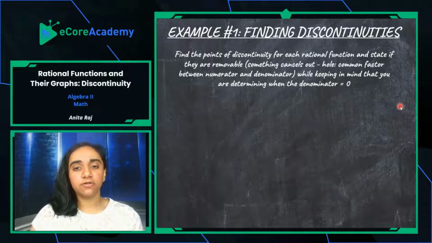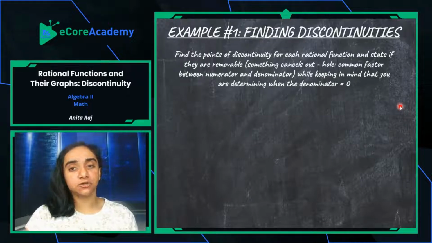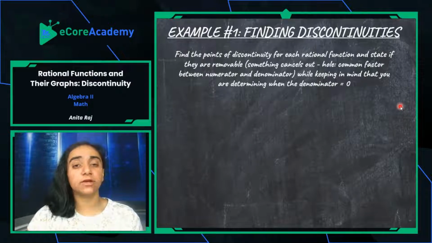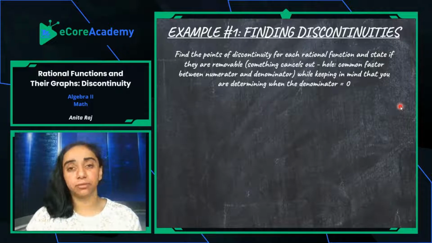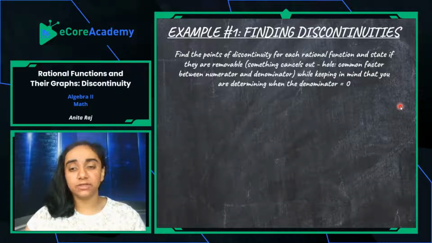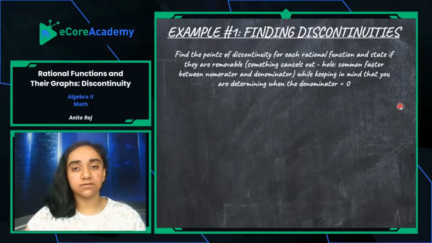So the instructions are, find the points of discontinuity for each rational function that I show you, and then we're going to state if they are removable or non-removable. If they are non-removable, that means there's a vertical asymptote at that point. So that means there's a break at that point. And remember, we can tell if there's a vertical asymptote by determining when the denominator equals 0. So to determine if there's a vertical asymptote, we set the denominator of the rational function equal to 0, and then if x equals some constant value, then we determine that is where the vertical asymptote is.